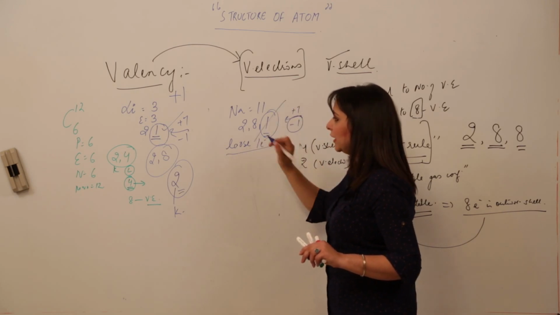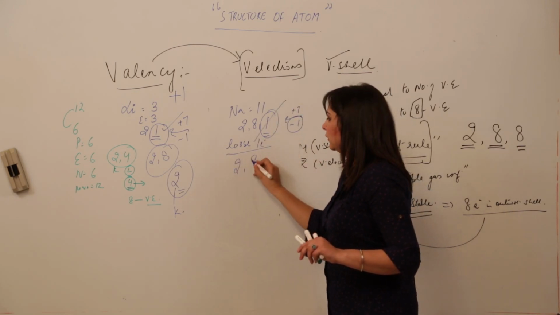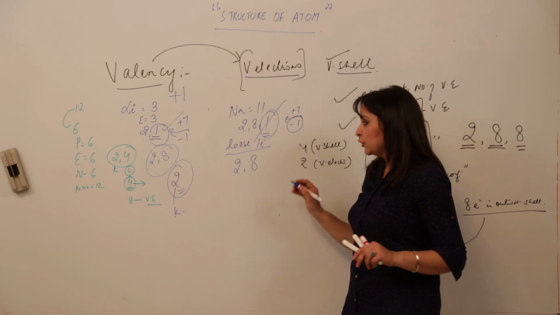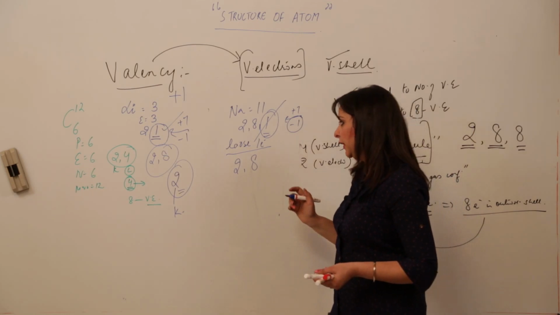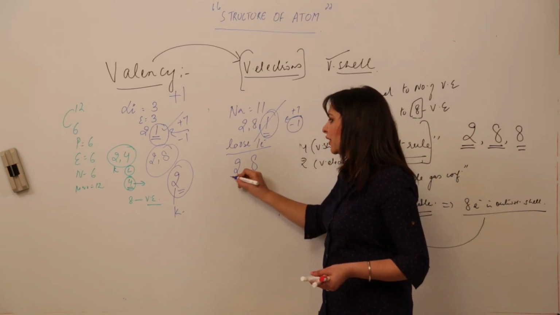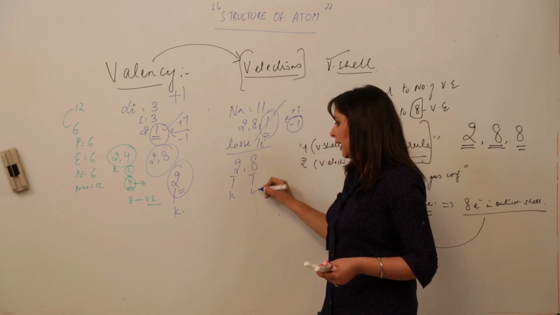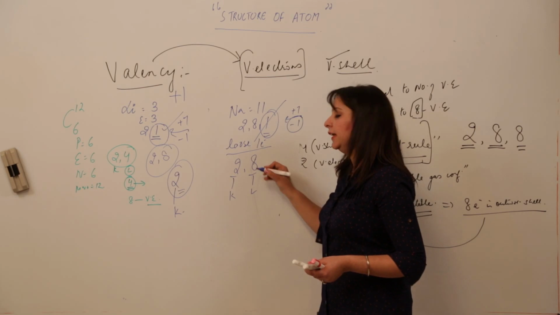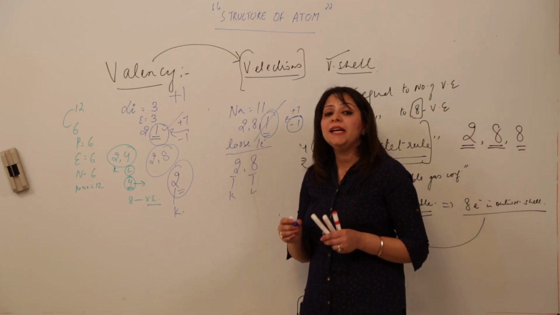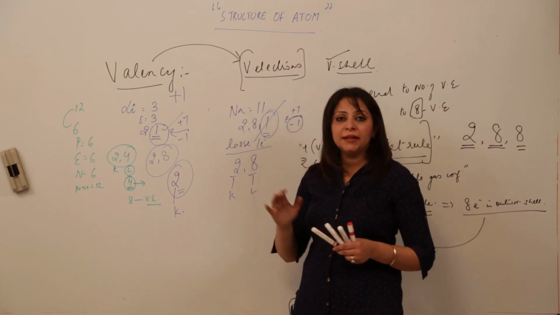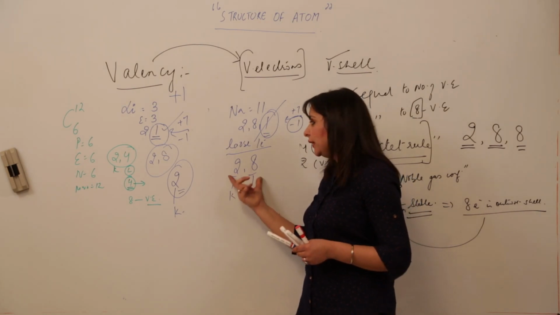So after losing, this shell is lost, we are left with 2, 8. So is it stable? Tell me, is it stable? Yes, because it contains the K shell with 2 electrons, and the second shell, the L shell, contains 8 electrons, and we know that 8 electrons are the maximum that the L shell can have. So it is stable now.